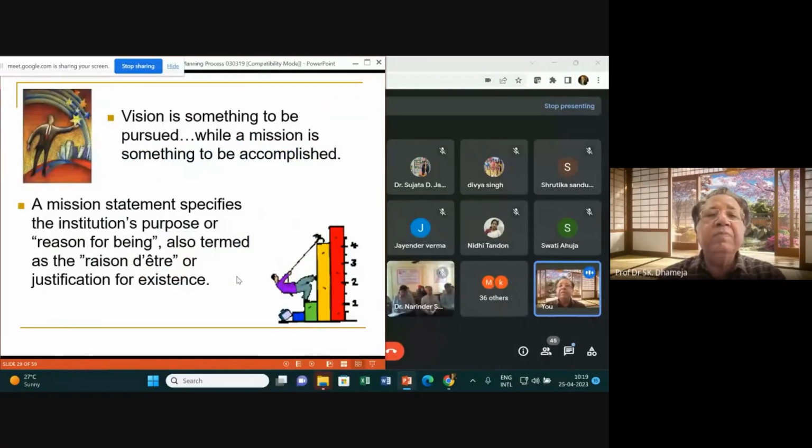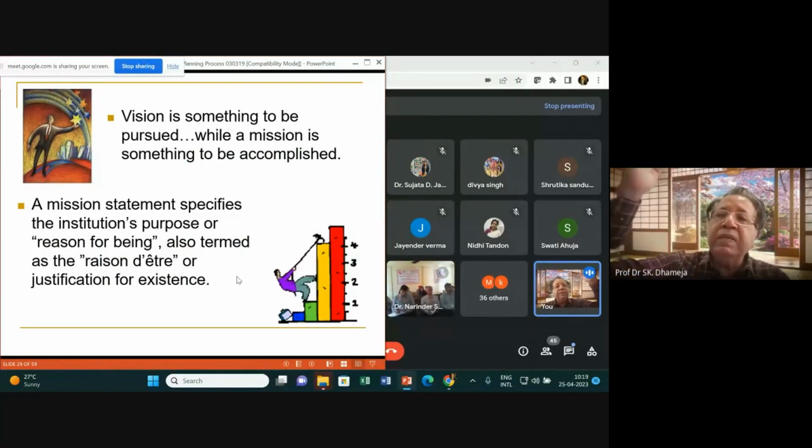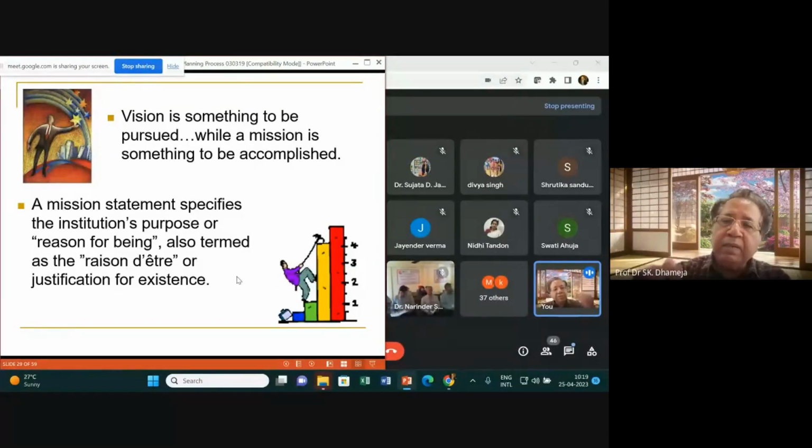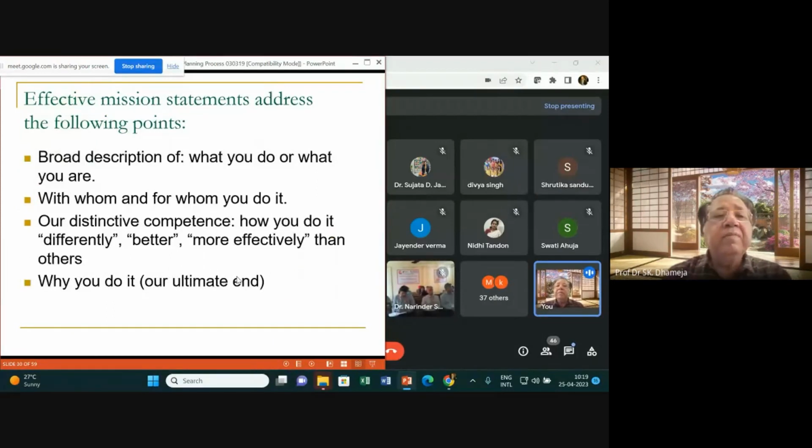Vision is something to be pursued, while a mission is something to be accomplished. Vision is for the future, for the next 5 to 7 years. To fulfill that vision, you have to have a mission, which is to be accomplished. A mission statement specifies the institution's purpose or reason for being, why you are there, also termed raison d'etre, or justification for the existence. An effective mission statement addresses the following four points.